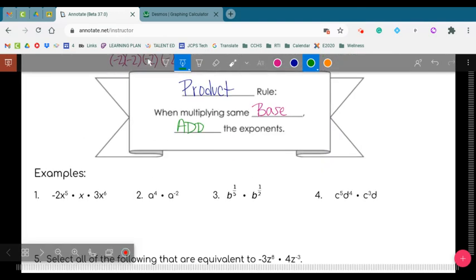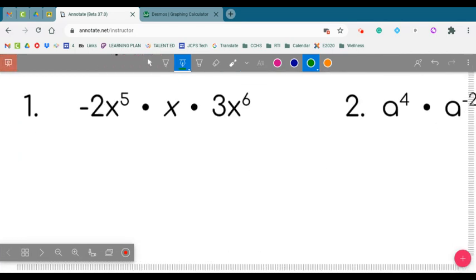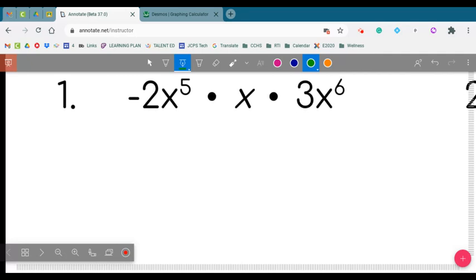Okay, so let's go down to the bottom, and we're going to talk about how this is going to be applied. So we're still going to have our same rules intact. But with our exponents, that's the only thing that's going to be a little bit different. So anytime we have coefficients, we're going to multiply those first. So we have negative 2, there's a 1, and then a 3. Multiply those together, it's going to give you negative 6.